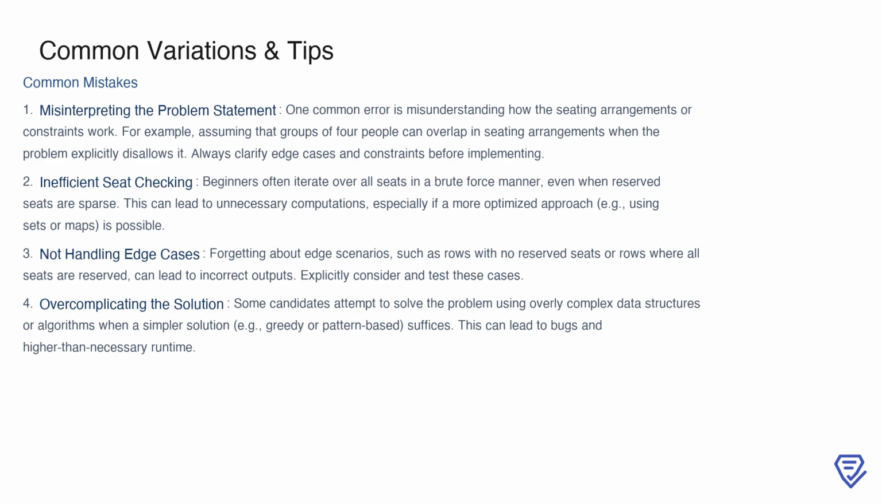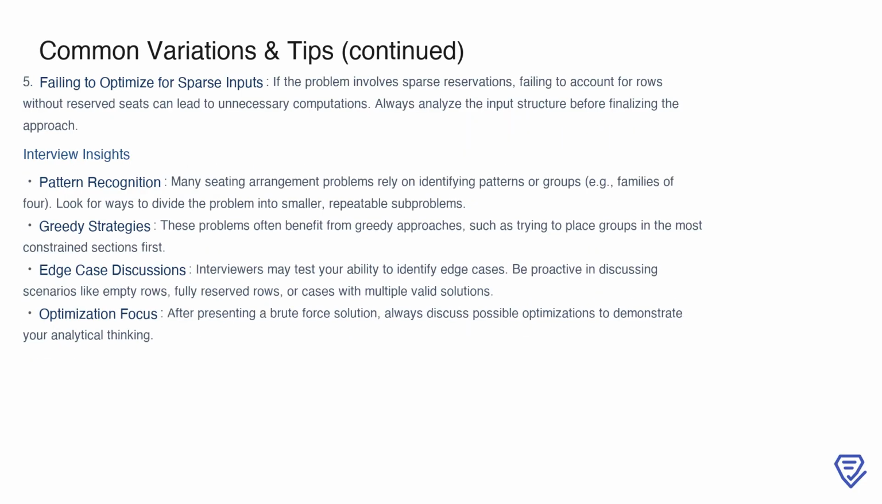Lastly, overcomplicating the solution is another trap. Some candidates use advanced data structures or algorithms when a simpler greedy or pattern-based approach would suffice. Overcomplication can increase the potential for bugs and unnecessary runtime overhead. Now, building on these points, another mistake is failing to optimize for sparse inputs. When reserved seats are sparse, iterating through rows without reservations leads to wasted computations. By analyzing the structure of the input, you can avoid unnecessary processing and improve efficiency.